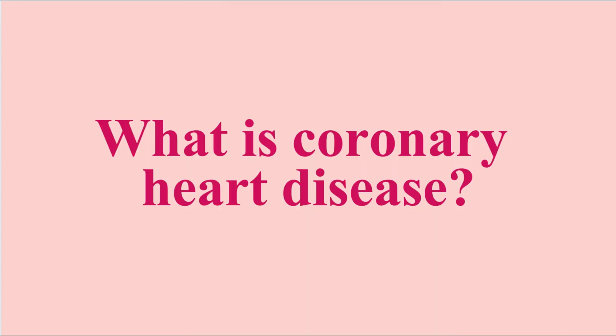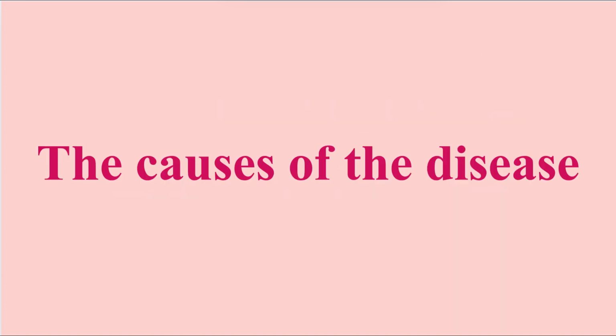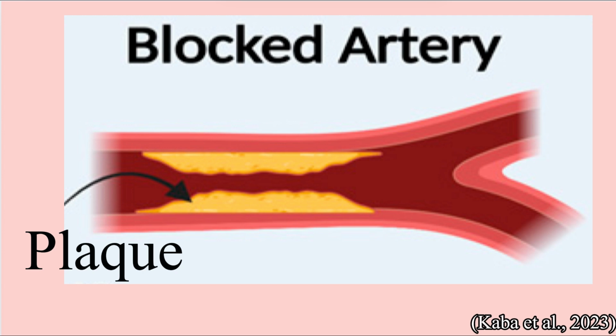What is coronary heart disease? Coronary heart disease is a common type of heart disease. It affects the main blood vessels that supply blood to the heart, including oxygen and glucose. The causes of the disease. The main cause of coronary heart disease is a buildup of fatty deposits, atheroma, on the walls of the arteries around the heart, the coronary arteries.